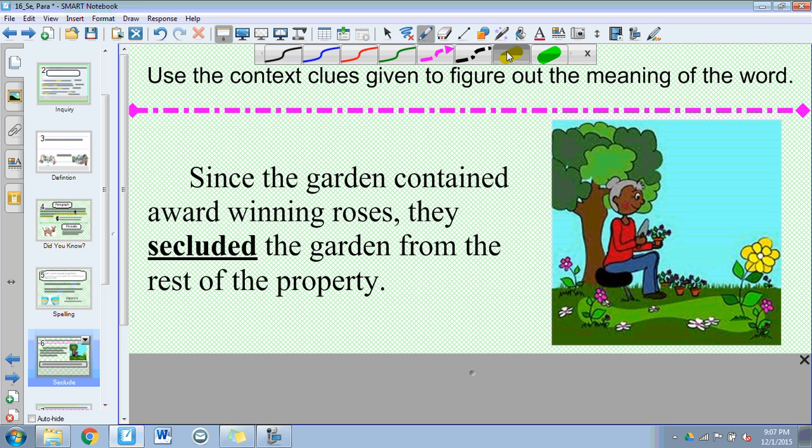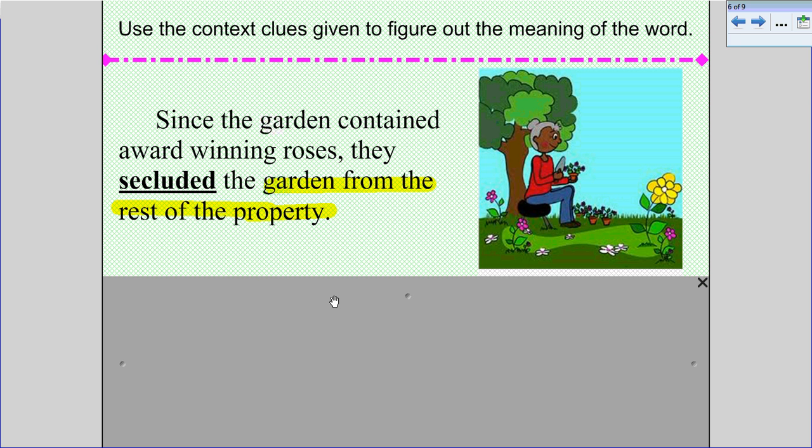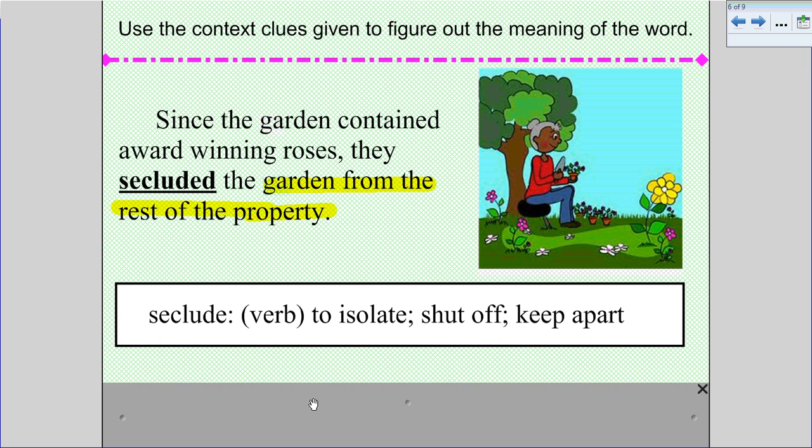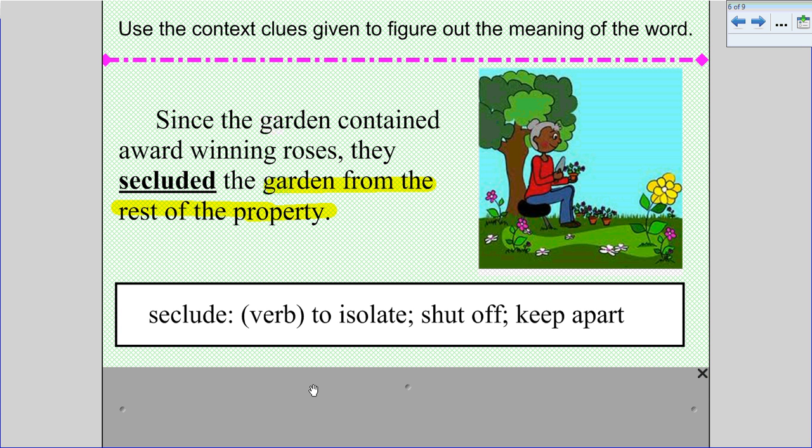Well, using my knowledge of se or para, it seems like the garden is away or apart from the rest of the property. So I'm going to infer that seclude has something to do with being apart. So yes, seclude means to isolate, shut off, or to keep apart. Please add that definition to your graphic organizer.